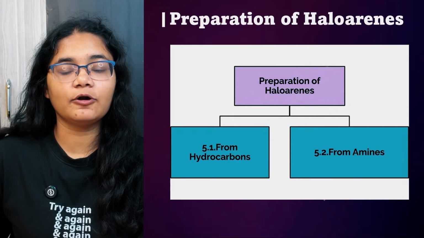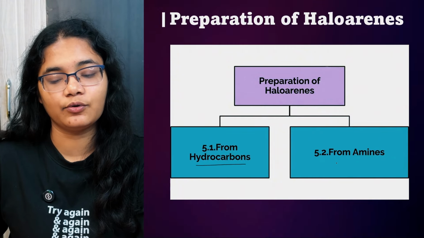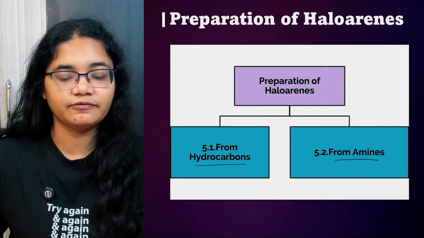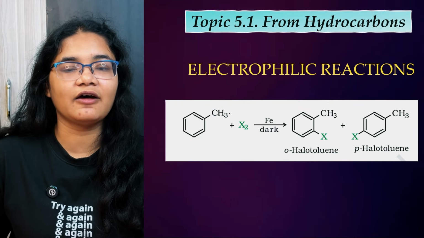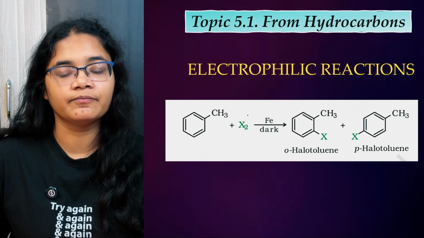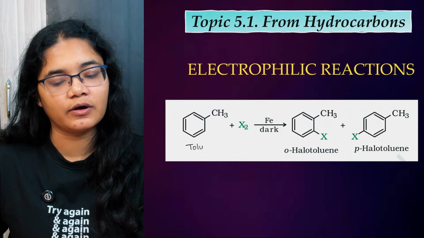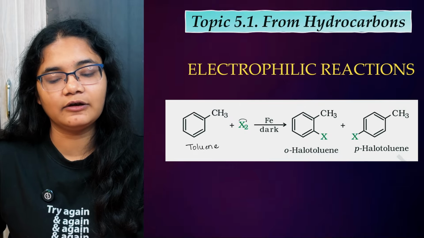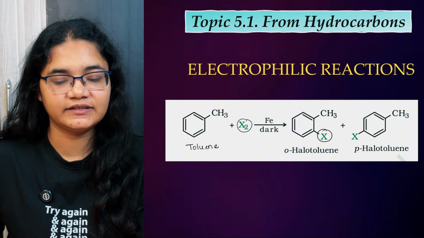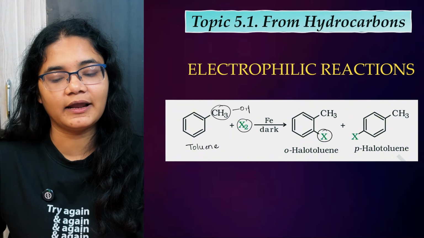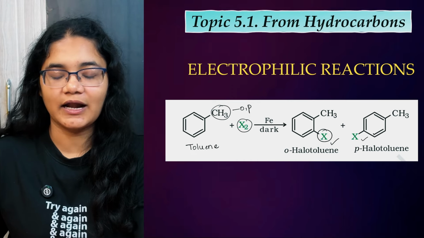Now next we'll talk about preparation of haloarenes. So there are two methods, from hydrocarbons and from amines. If I talk about hydrocarbons, this is not Friedel-Crafts. If you take toluene or any normal benzene and you treat it with X2 and Fe in dark, you will get the halo product. This CH3 group is what? It is ortho para directing. So the X group is attached at ortho and para position. So that is how you can add.